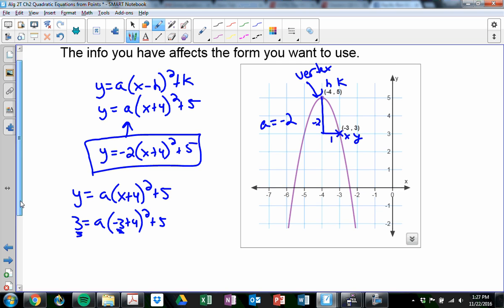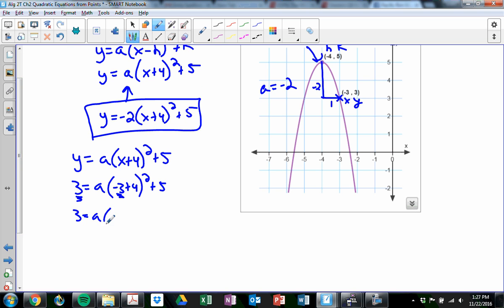I plugged in negative 3 for x right here and 3 for y, and I solved that for a. So 3 would equal a times 1 squared plus 5, and 1 squared is just 1, and 1 times a is a. 3 equals a plus 5. So a equals negative 2, just like we got up here.